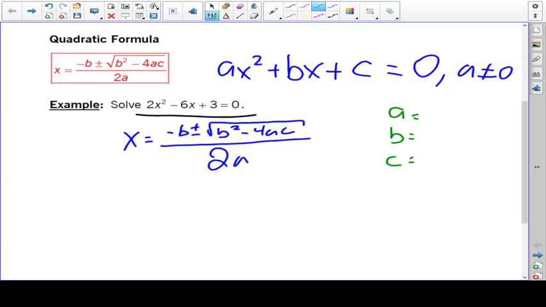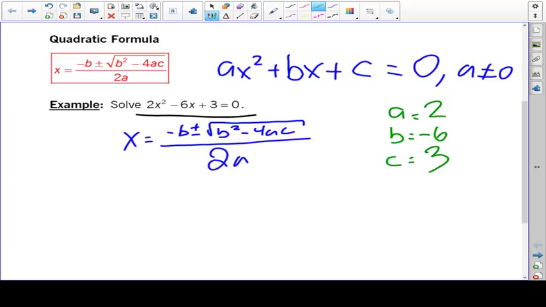So, what's A, Sky? If we're looking at an equation of the form ax squared plus bx plus c equals 0, in this equation, which one is A? Yes, A is 2. Malcolm, what's B? Negative 6. Have to make sure to get the proper sign. It's not just 6, it's negative 6, and C is 3.